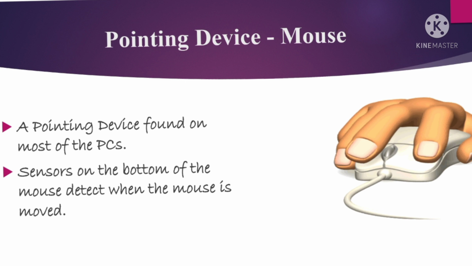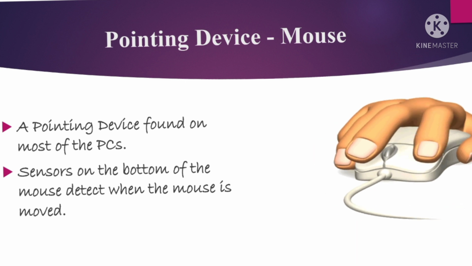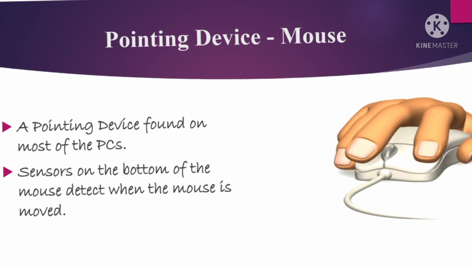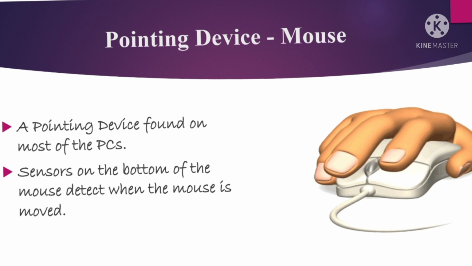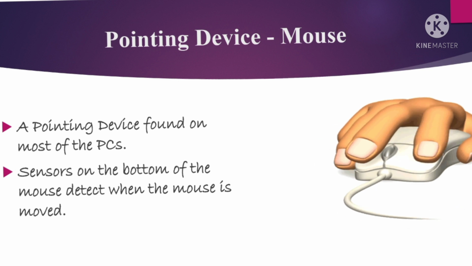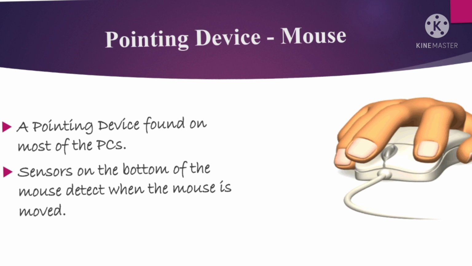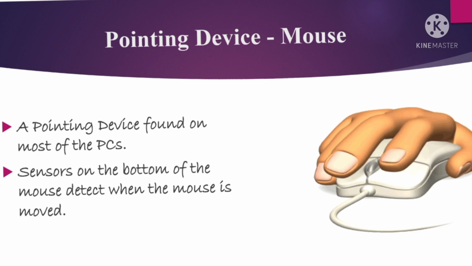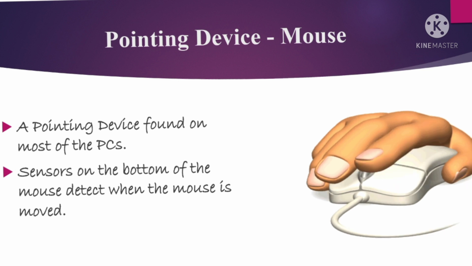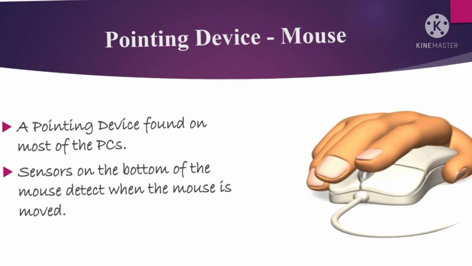Pointing device, that is nothing but the mouse. I explained this as well. As you can see, there are two buttons on this mouse, and you also have the wheel in between those two buttons. It is a pointing device found on most personal computers, right? The sensors on the bottom of the mouse detect when the mouse is moved. Whenever you move your cursor, it'll be captured.